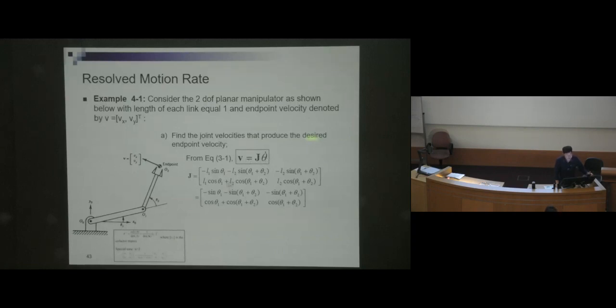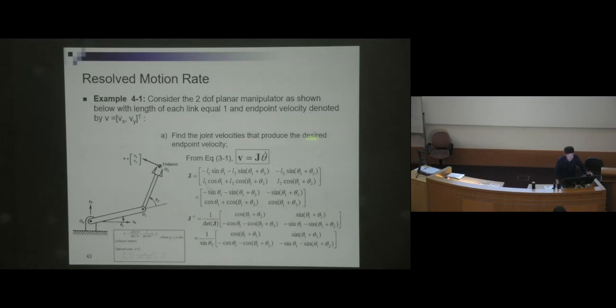Earlier on, we determined that the Jacobian matrix is equal to minus L1 sine theta 1 minus L2 sine theta 1 plus theta 2, and so on. Since L1 and L2 are equal to 1, we have the Jacobian equal to minus sine theta 1 minus sine theta 1 plus 2, and so on. So you end up with this Jacobian matrix.